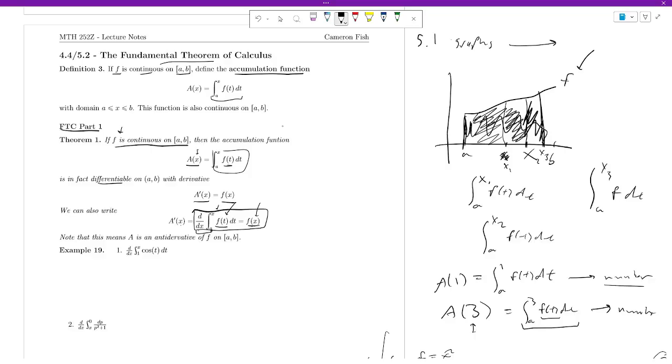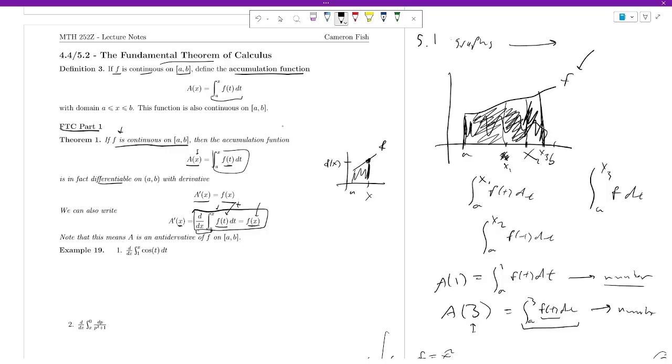The x is really the place that I'm integrating up to, right? Big A says integrate my little function f from a up to x. So that's what the x means. And the height right there is f of x. And that's going to be the value of the derivative of big A.